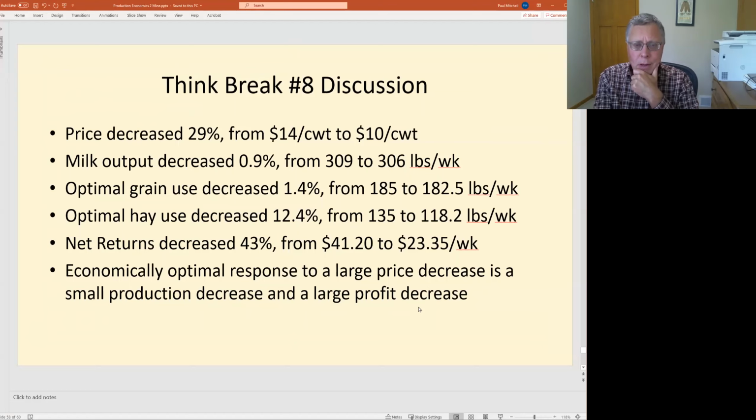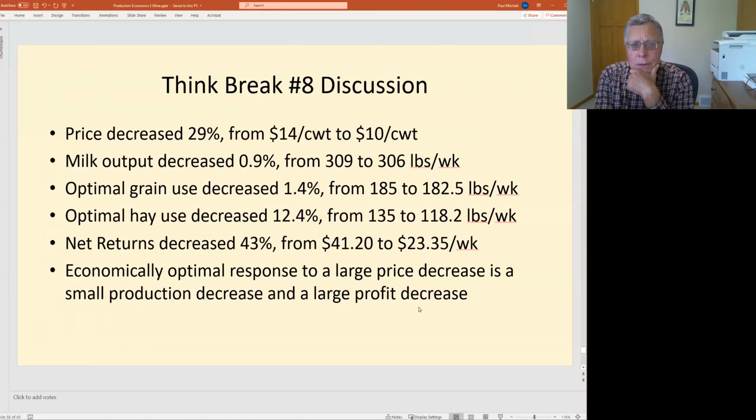What happened to optimal milk output? It went down 0.9%. It went from 309 pounds per week to 306 pounds per week. Why? Because it was optimal to keep feeding the cow about the same amount. You cut back on grain 1.4%, from 185 to 182.5 pounds. Hay decreased 12%, went from 135 to 118, even though it's the cheapest input. You cut back a lot on that one. You cut back not very much on the corn.